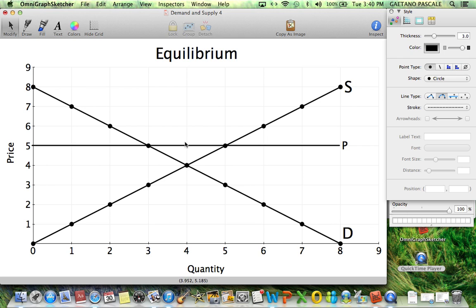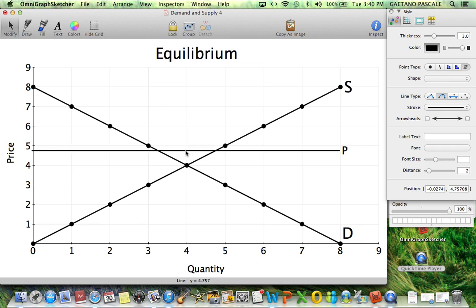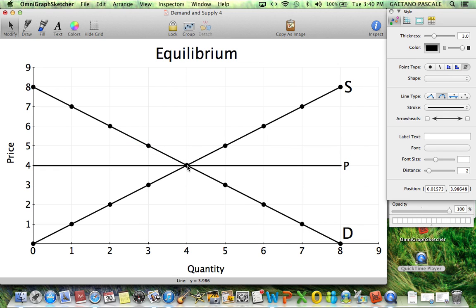So again, what's going to occur? We're going to see the price migrate down. Let's say it migrates down to 4. We've moved and we've reached the equilibrium. The quantity supplied is equal to 4 at the price of 4, and the quantity demanded is also equal to 4. So at the price of 4, quantity supplied and quantity demanded are equal to one another.